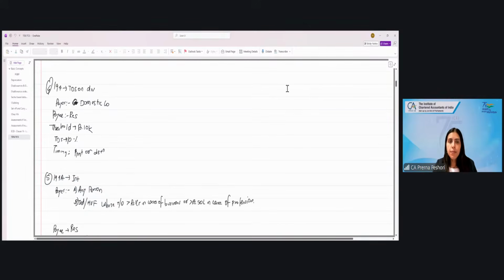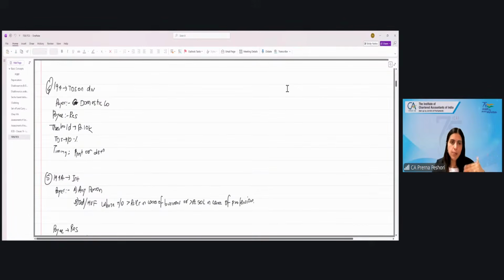What is the threshold here? It is 10,000. The threshold is 10,000. So no tax is to be deducted in case of an individual shareholder, not corporate. Corporate, there will always be TDS, where the dividend is less than 10,000. What is the timing? It has to be made before the payment of the dividend or before the distribution, right?